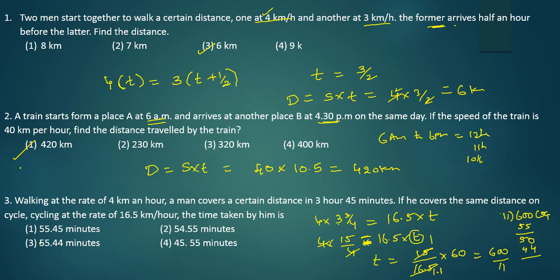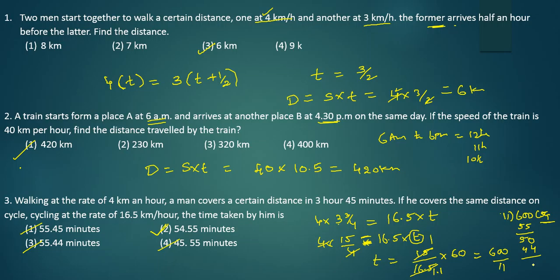So I can rule out option 1, option 2, option 4. Simply the answer is option 2. See, I'm not doing the complete calculation. The moment I'm sure that it is 54 point something, there is only one option with 54. If there is more than one option with 54, then what I have to do? I have to continue this further.